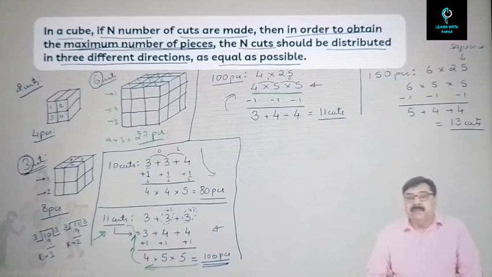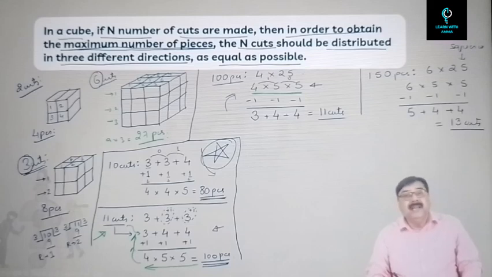What would be the number of pieces produced when 10 cuts are made to a cube in the same direction or parallel to same pair of faces, or all the cuts being parallel to each other? In that case, our answer is 10 plus 1, 11 pieces. Number 2, if you are asked, what is the maximum number of pieces that can be produced by making 10 cuts to a cube? Now you want to maximize, so we will adopt this process, as you can see here, and our answer will become 80 pieces.